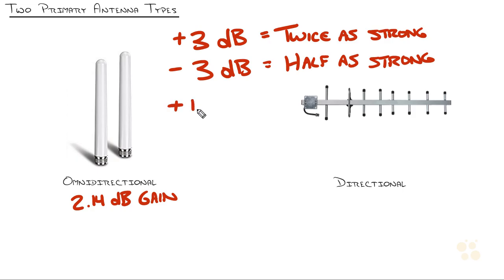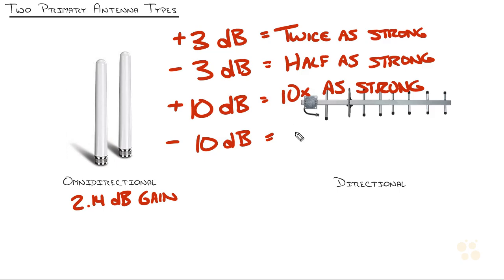A power rating of plus 10 dB is really 10 times as strong. A negative 10 dB, you got it, 1/10 the signal strength. That's what I want you to tattoo on your arm. It'll keep you from having to get into any of the advanced math needed to convert from power to decibels.